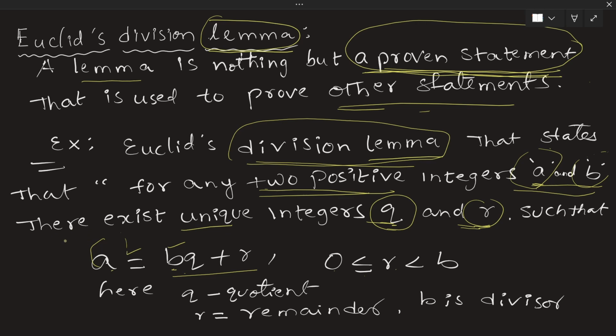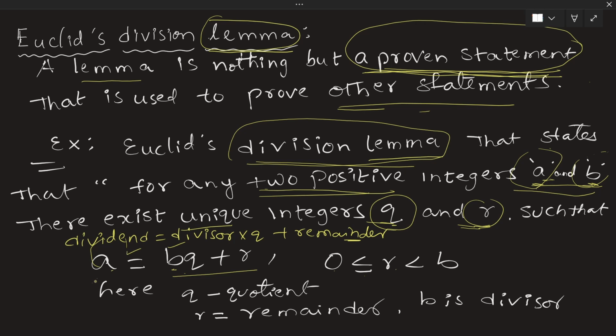So already we have a principle, the division principle. What is it? Dividend is equal to divisor into quotient plus remainder. This principle we already know. That principle we are using here, and we are applying it to find out the relation between two positive integers a and b.